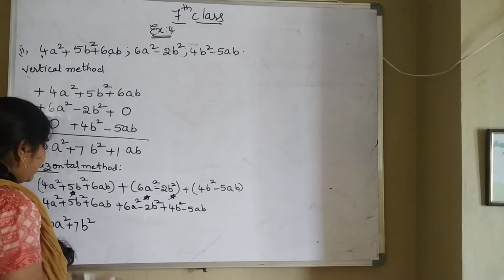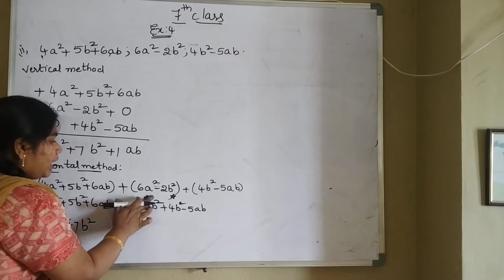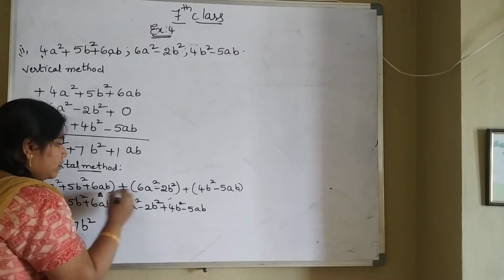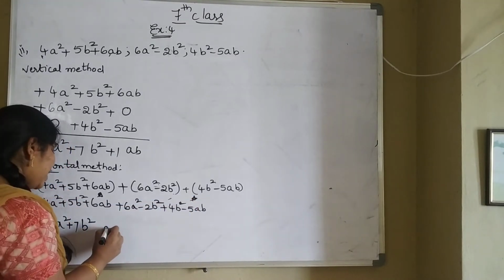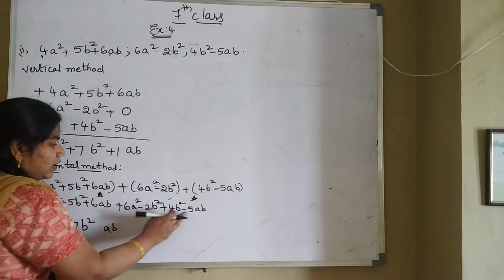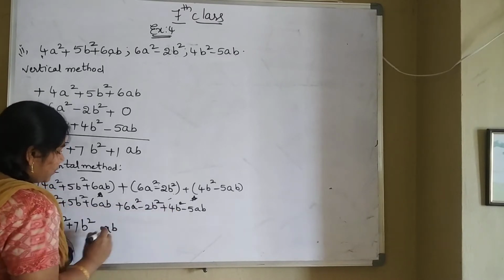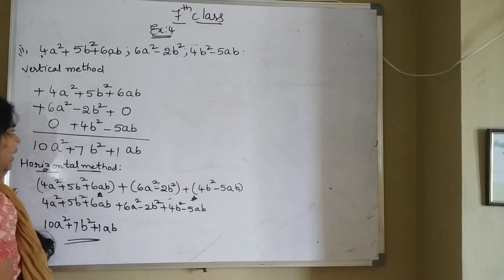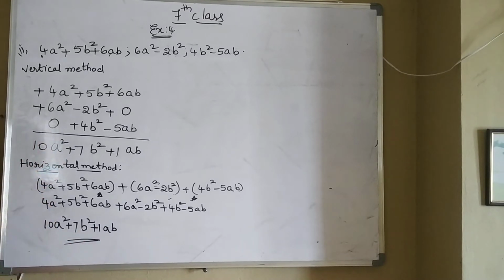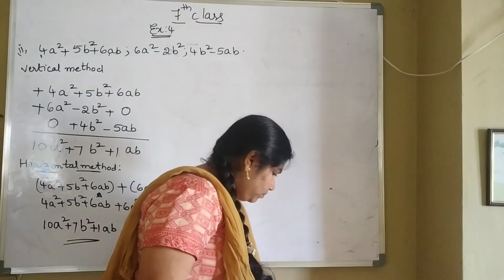Next, the ab terms. Where are the ab terms? Only two ab terms are there. So write ab as it is: plus 6 minus 5, and 6 minus 5 will be equal to 1. So that will be plus 1. In both cases you got the same result. So this is our second bit. Okay, next one.